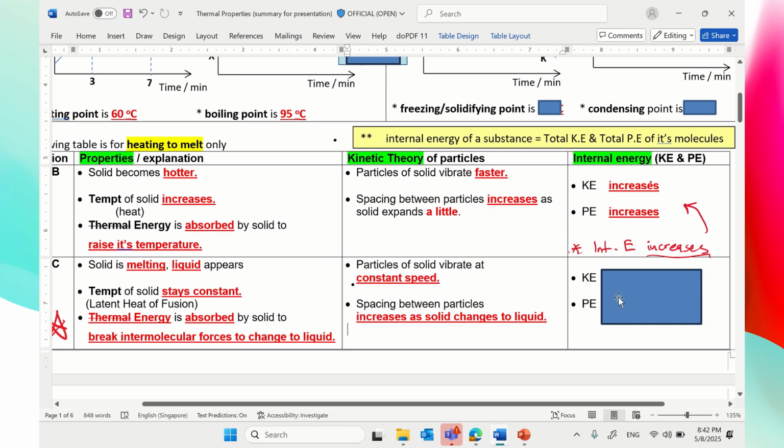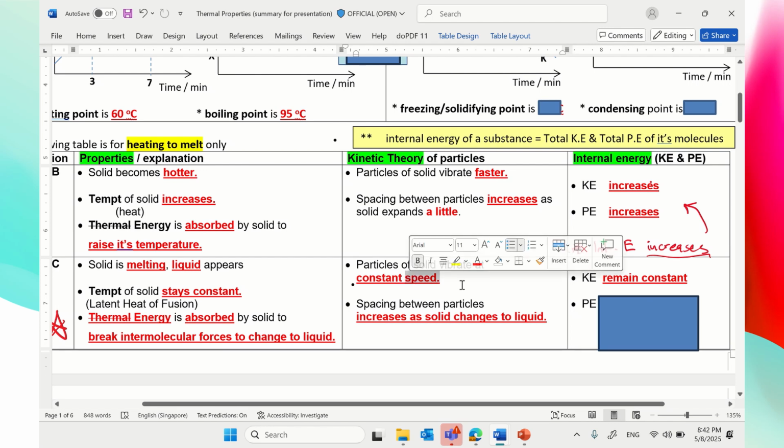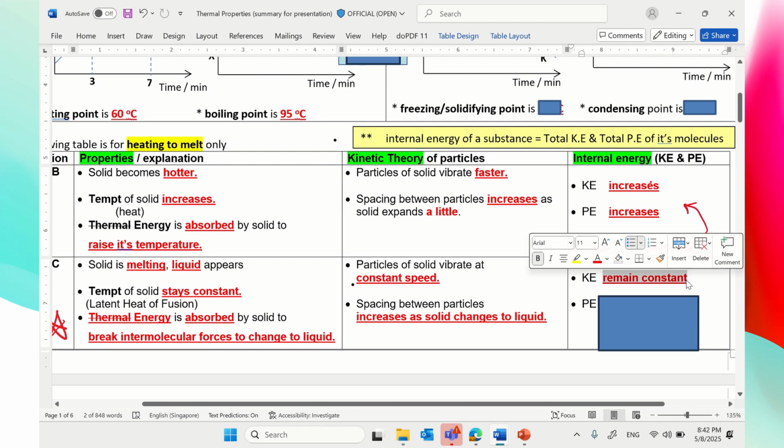Now, having said that, let's look at what happened to the internal energy. For kinetic energy, since the speed of movement is constant, there is no change to the kinetic energy. Okay? If you compare to the answer above, just now the molecules vibrated faster, that's why kinetic energy increased.